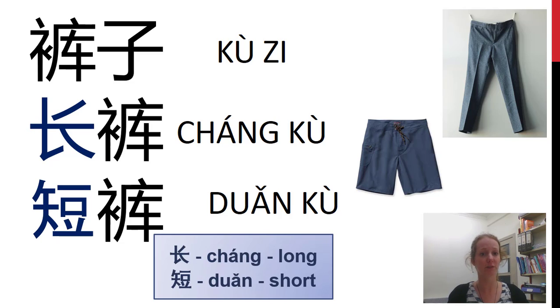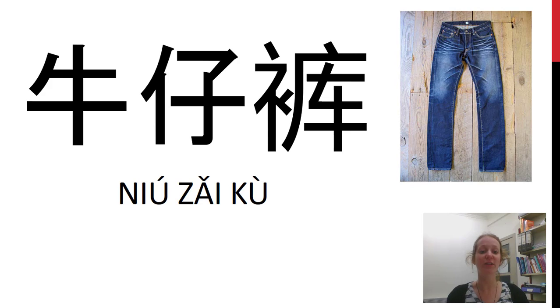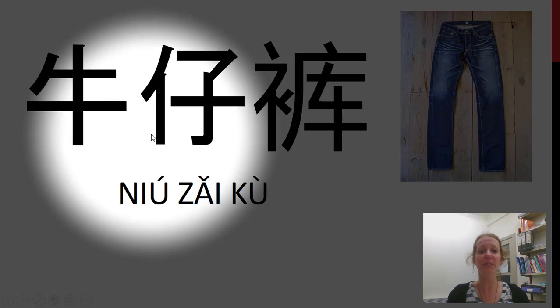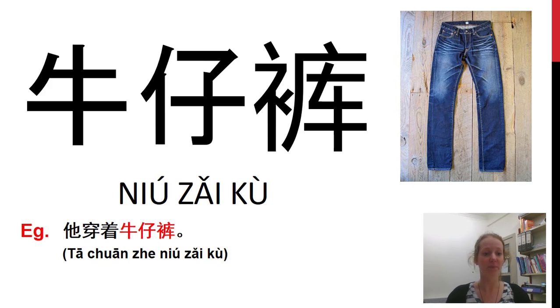裤子 trousers. 这是什么? 牛仔裤. Literally, 牛 you might have noticed is a cow. 牛仔 is a cowboy. So 牛仔裤, cowboy pants, but we know them as jeans. Cool. 他穿着牛仔裤. He is wearing jeans.